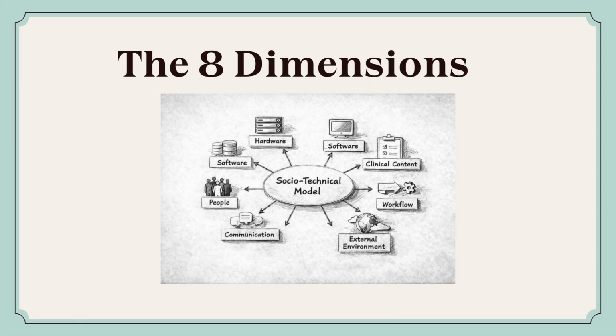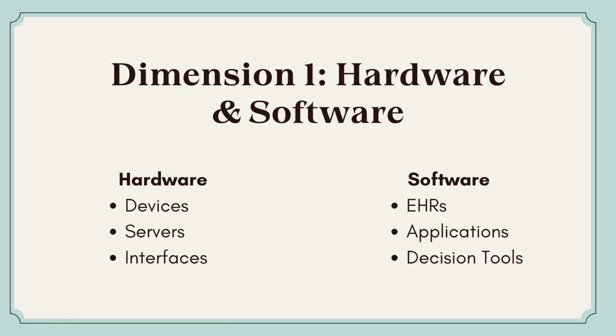To better analyze complex systems like healthcare, the socio-technical model is often broken down into 8 dimensions. These dimensions help us systemically examine how technology interacts with people, workflows, organizations, and the external environment, including both intended and unintended effects. The first dimension focuses on hardware and software. This includes computers, servers, devices, and the applications that run on them, such as EHR platforms. Even reliable technology can fail if it's slow, unstable, or poorly designed for its users.